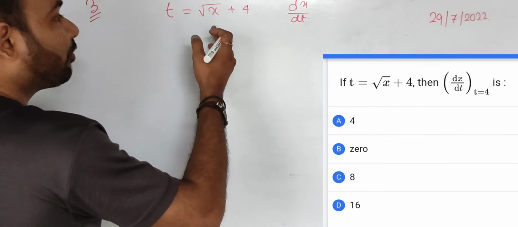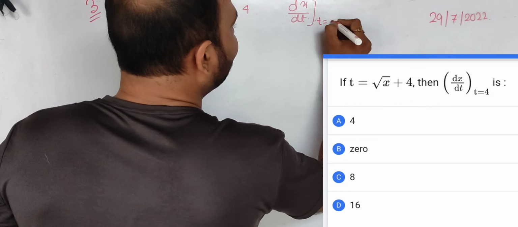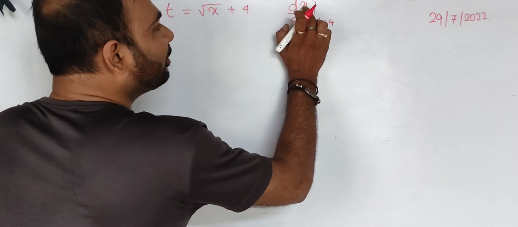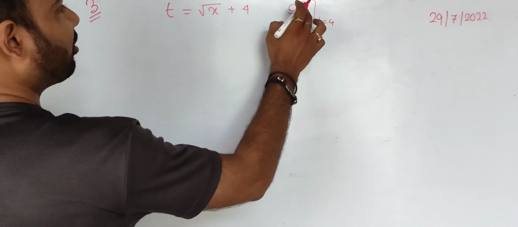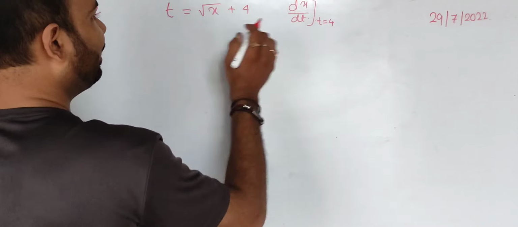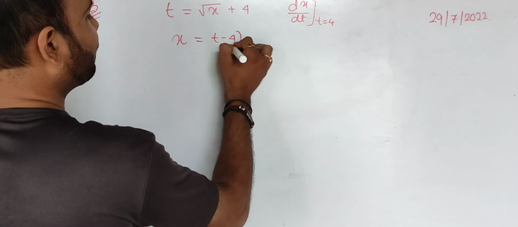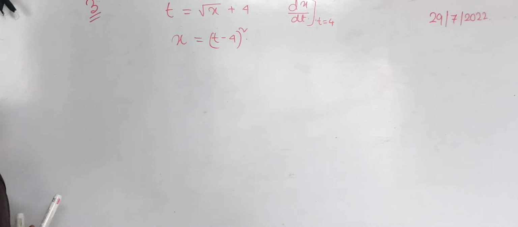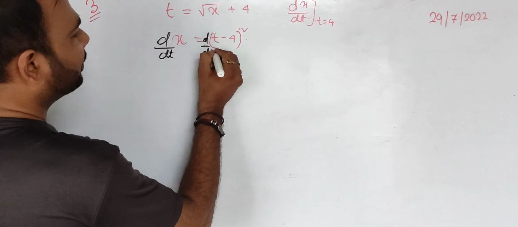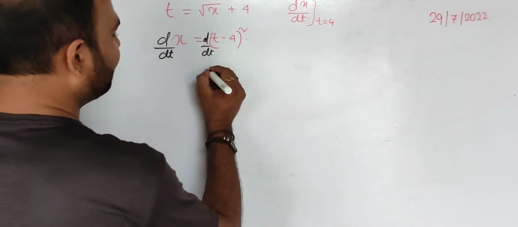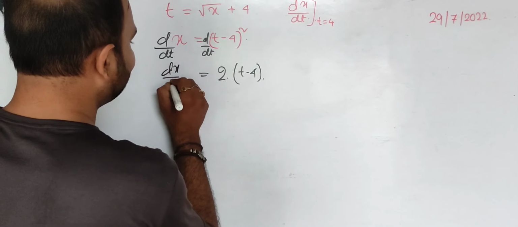This is an expression in terms of t, but the derivative tells us we have to find the expression of x in terms of t, because we are going to differentiate x with respect to t, so we need an expression of x in terms of t. Squaring both sides, x equal to t square minus 4. Done. Dx by dt equal to 2t.